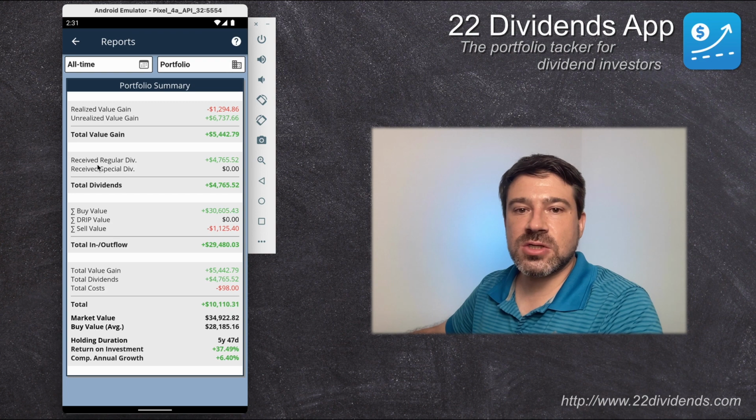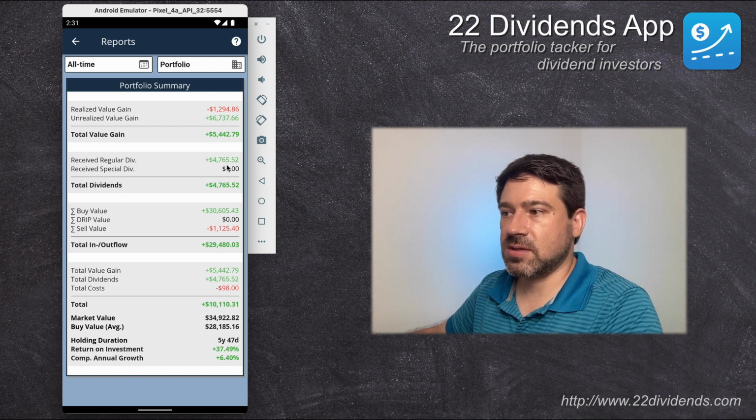The second section is the dividends. We see regular dividends and special dividends. In this portfolio we have only regular dividend payments, $4,700.